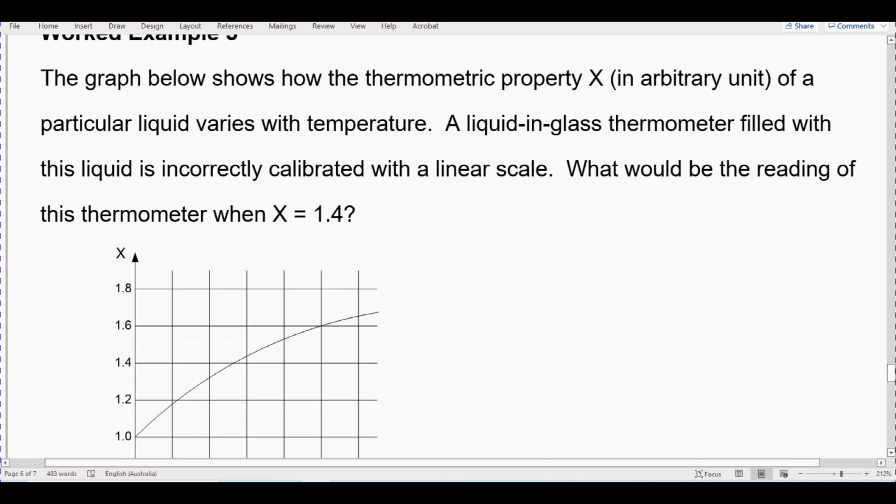Okay, so the last question is about a graph that shows how thermometric property X of a particular liquid varies with temperature. A liquid-in-glass thermometer filled with this liquid is incorrectly calibrated with a linear scale. What would be the reading of this thermometer when X equals 1.4? Someone did it incorrectly by using a linear scale, but obviously this is not a straight line, so this is non-linear. You need to find the reading of this thermometer when X equals 1.4. X is just the thermometric property.